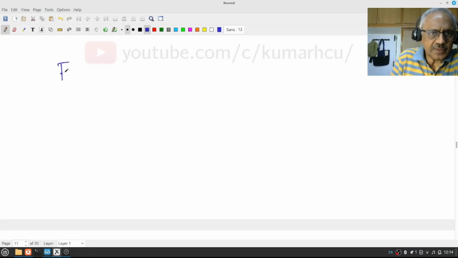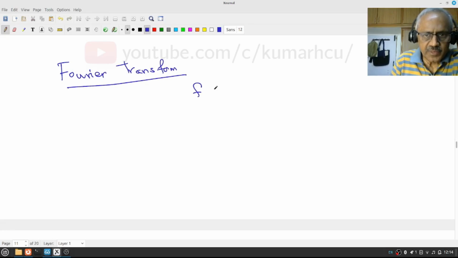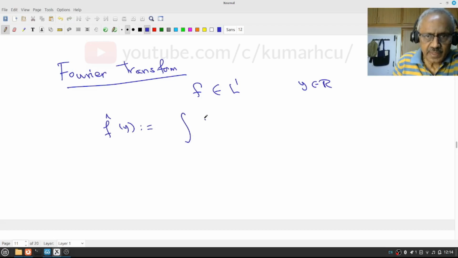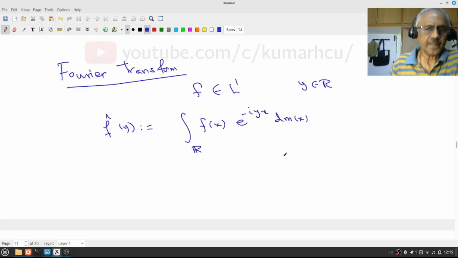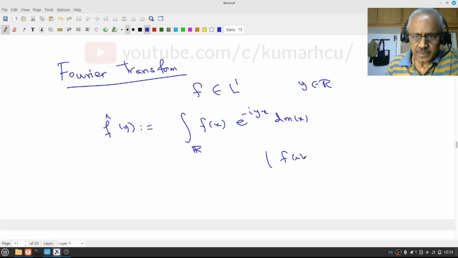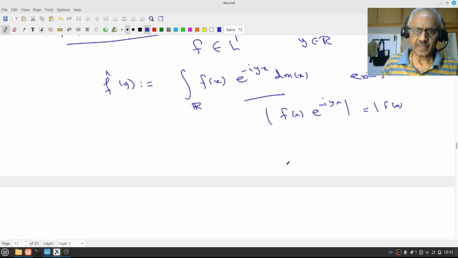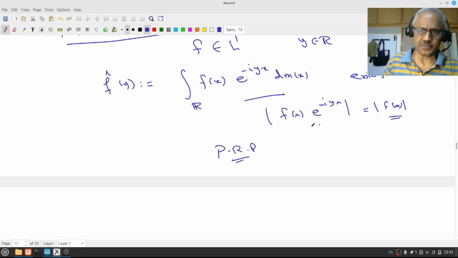So suppose I want to talk about the Fourier transform. Suppose f is an L1 function, y is a real number. I define f hat of y to be the integral of f of x e power minus i y x dm x over R. Notice that f of x into e power minus i y x in modulus is mod f of x. Therefore this integral exists, since f is in L1. Make sure you understand this. Think of this as a function of x; it is dominated by an integrable function, therefore it is also integrable. Obviously it is measurable.